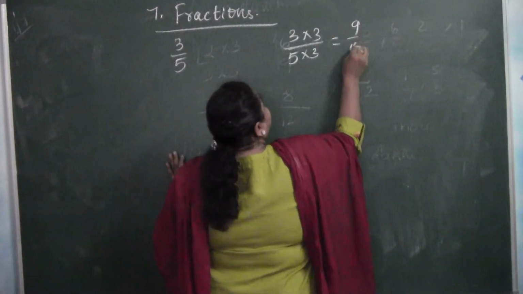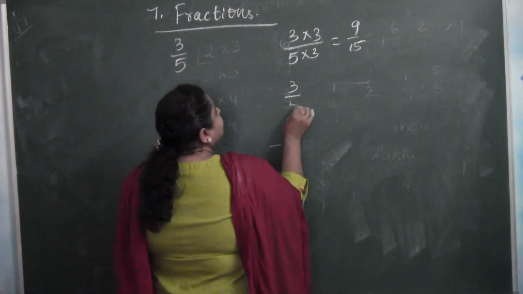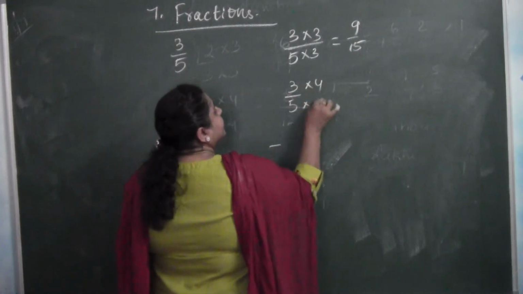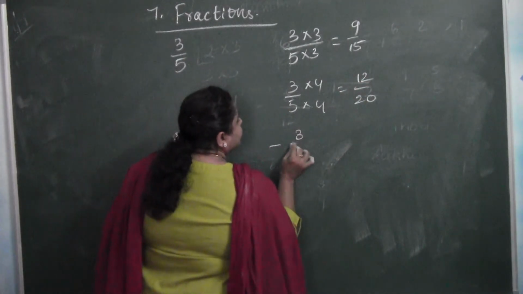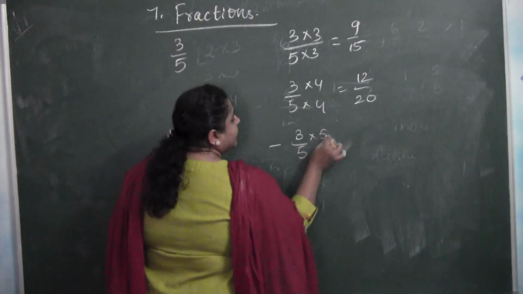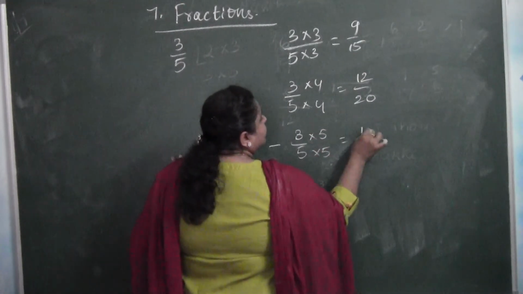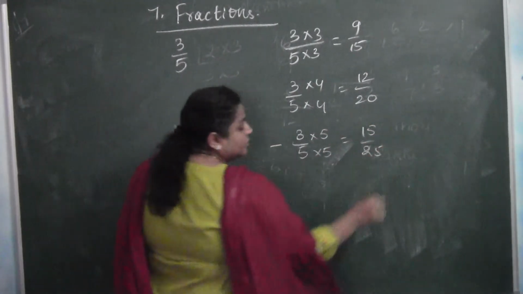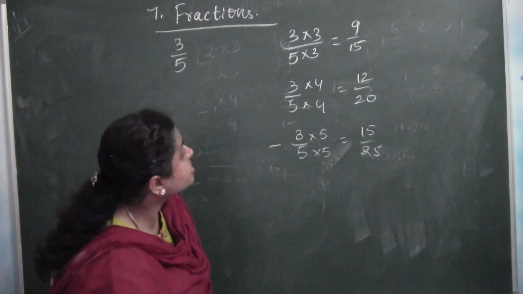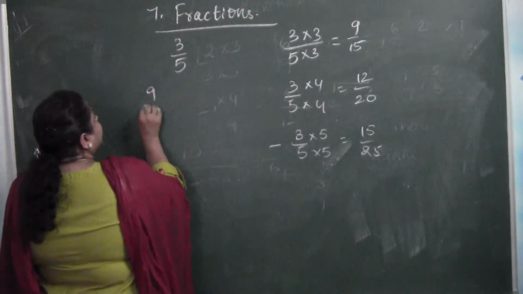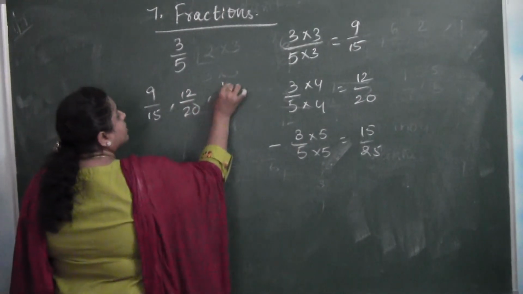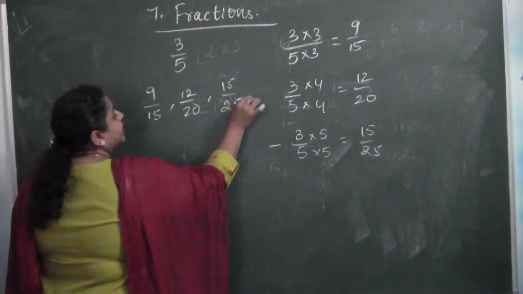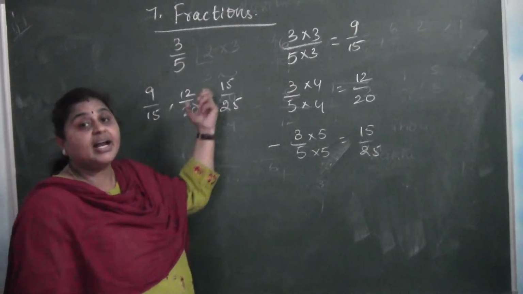9 by 15. Again 3 by 5 into 4 into 4, 12 by 20. Again 3 by 5 into 5 into 5, that is 15 by 25. So what are the 3 equivalent fractions I got? 9 by 15, comma 12 by 20, comma 15 by 25. These are the 3 equivalent fractions.